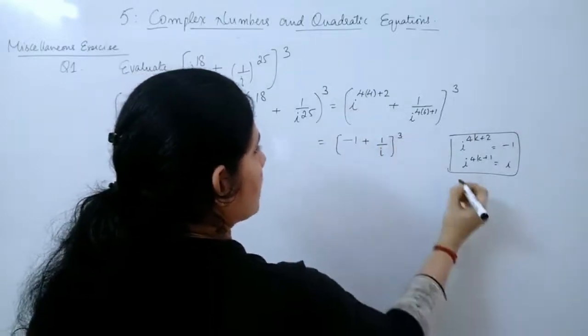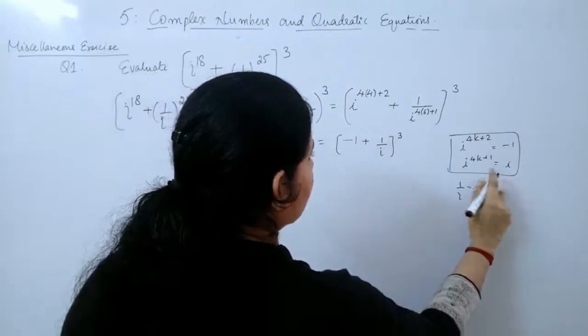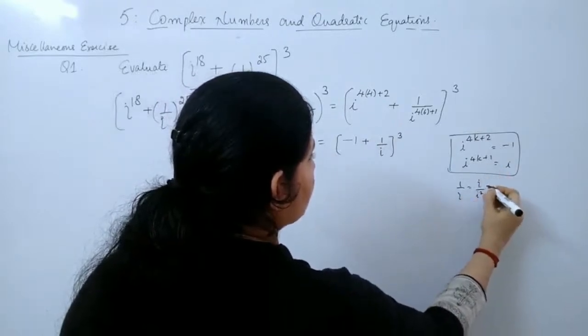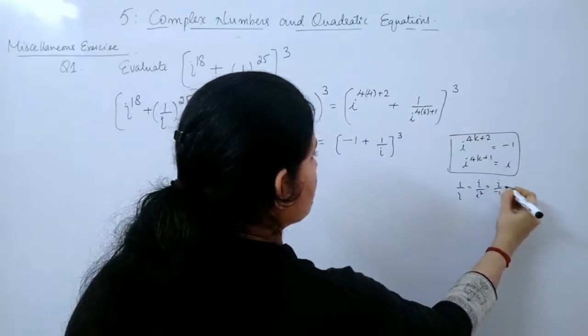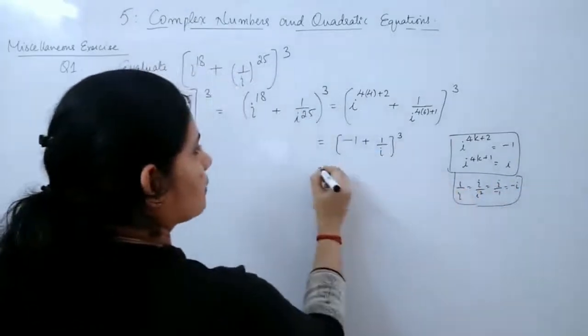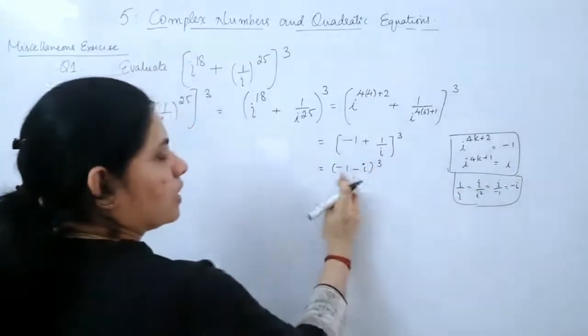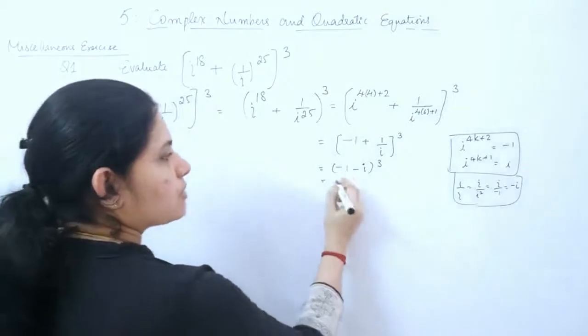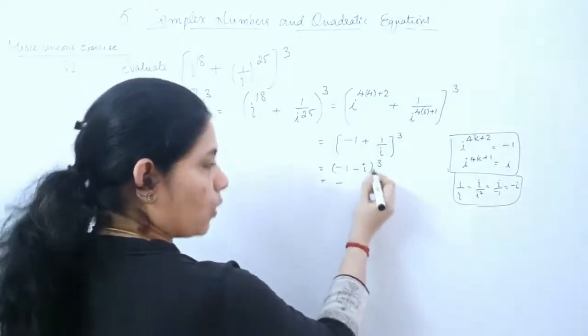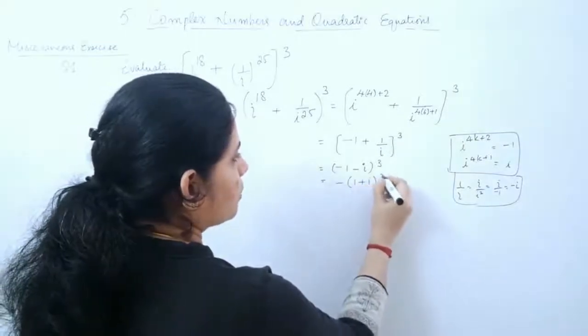Now 1 by i: multiplying i in the numerator and denominator will give you i by minus 1, or it is minus i. So we can replace 1 by i with minus i, the whole cube. Now you can take out the negative from both the terms, so it becomes (-1)^3, which is again negative, into (1 + i) the whole raised to 3.